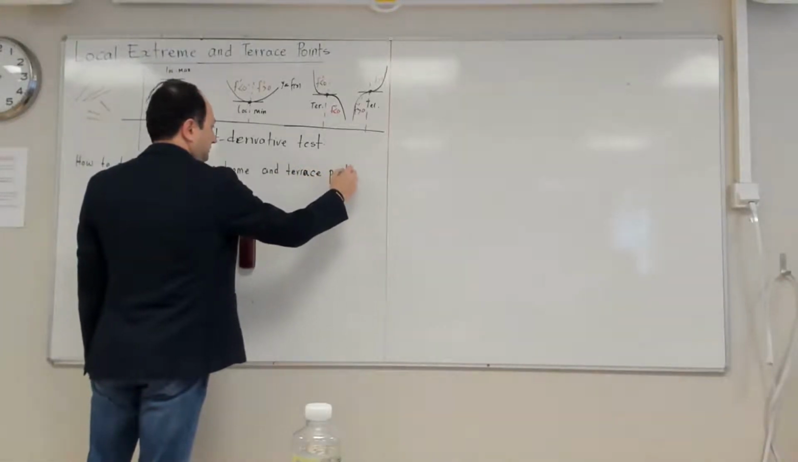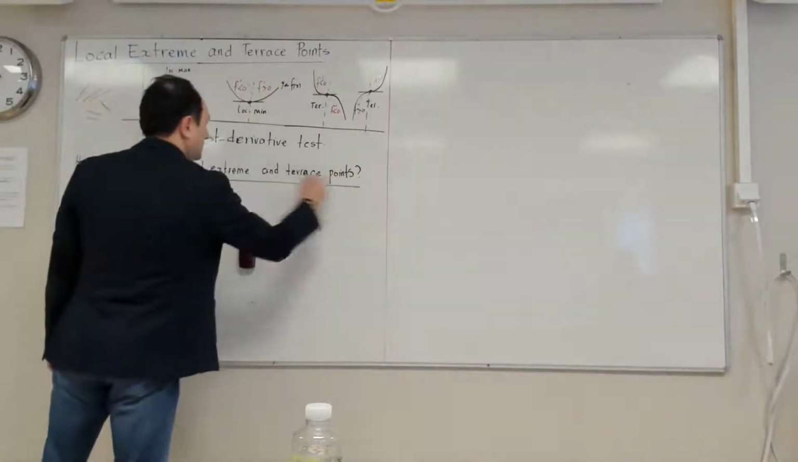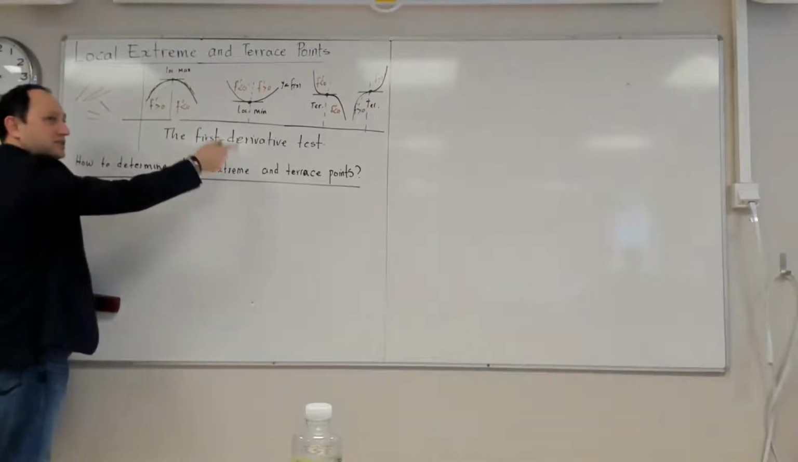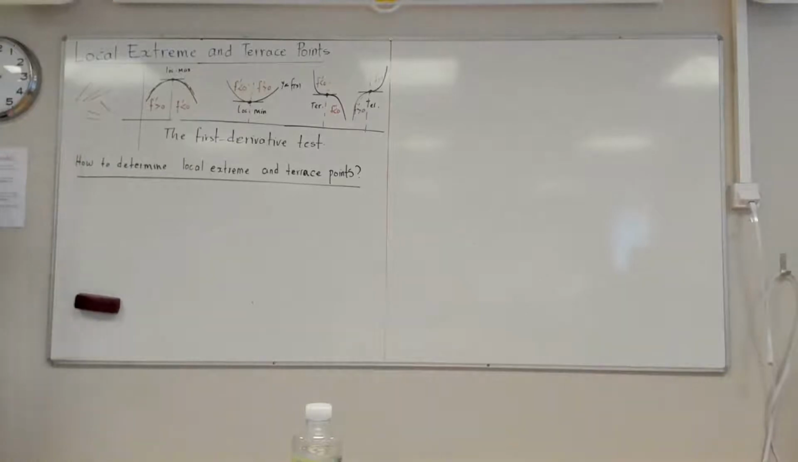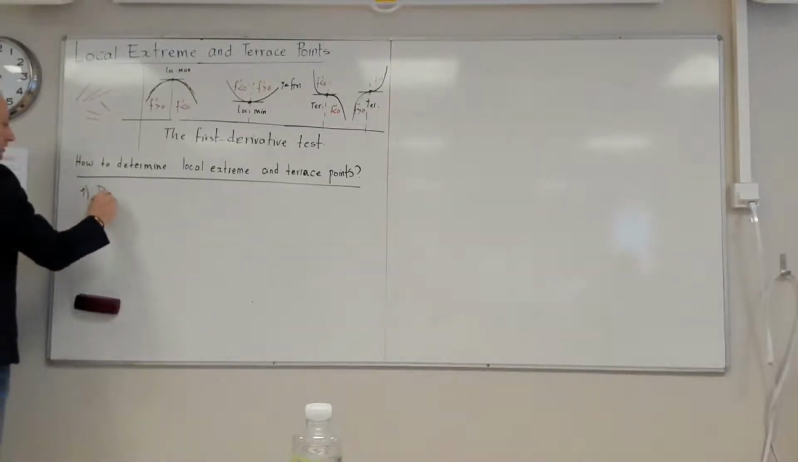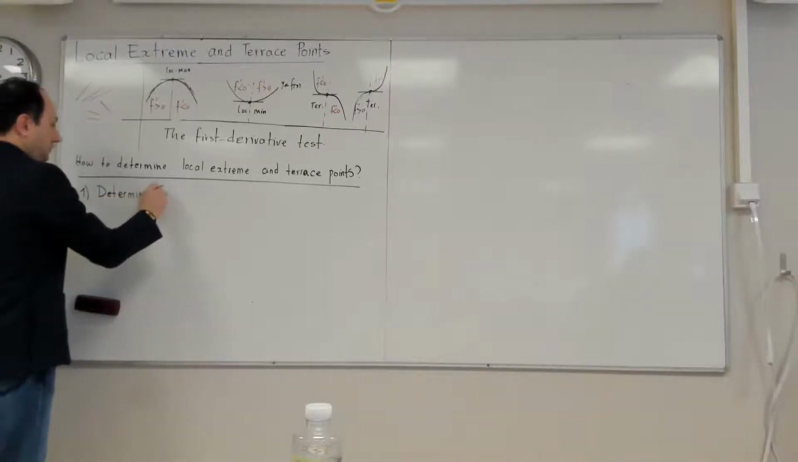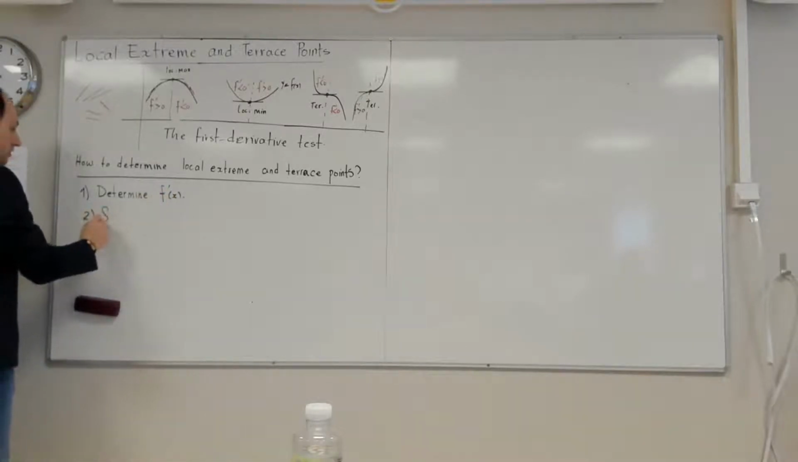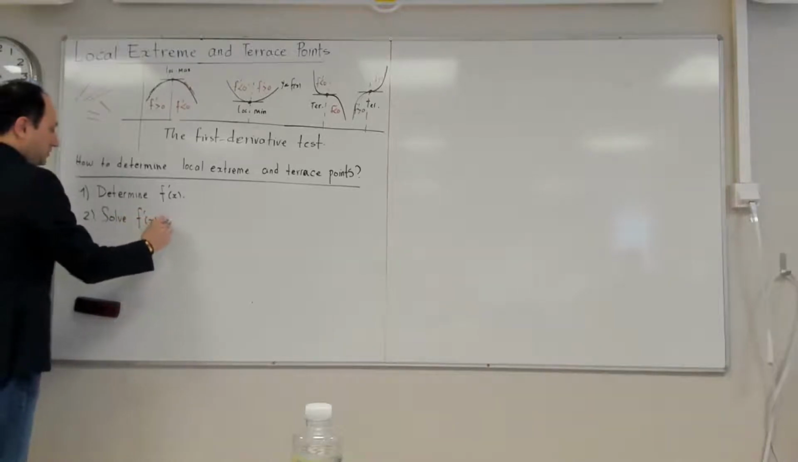Yes? So this is the answer. That is called the first derivative test. The reason that this is called that is that there is another test we will study later, called the second derivative test. So what is the first step? The first step is to determine f prime of x. The second step, solve f prime of x equals 0.